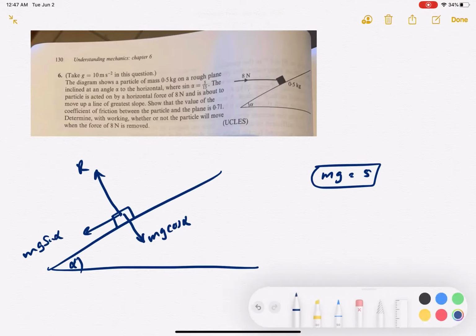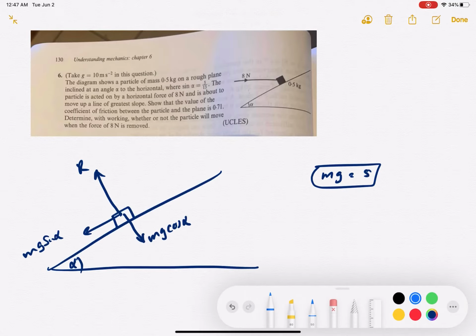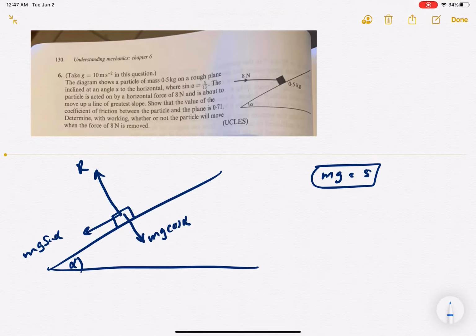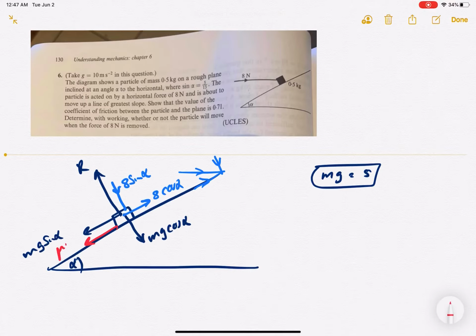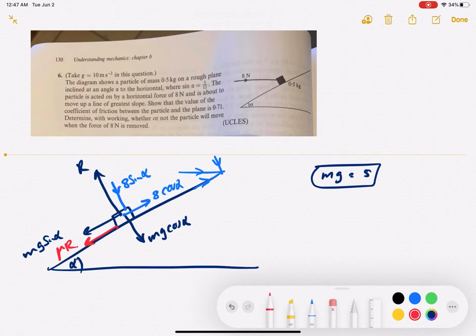In addition to this, there is the 8 newtons acting horizontally. If you resolve this force, it acts this way and this way. So let me take this as 8 cos alpha and this as 8 sine alpha. Since the particle is on the point of moving up the plane, friction should act this way, which is mu R. So here are the forces acting on the particle.